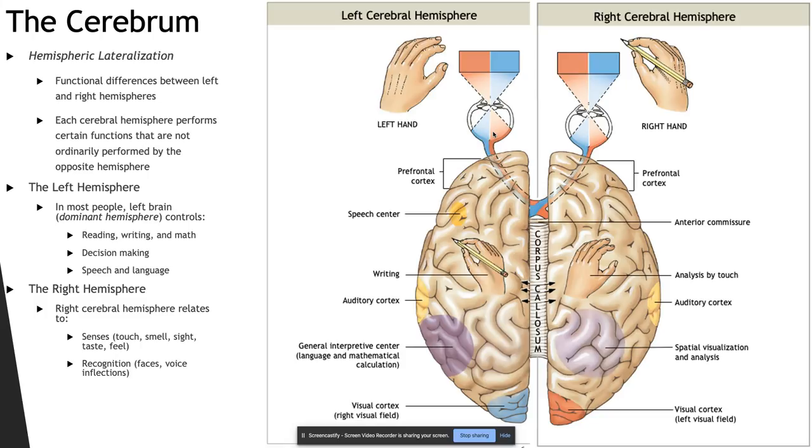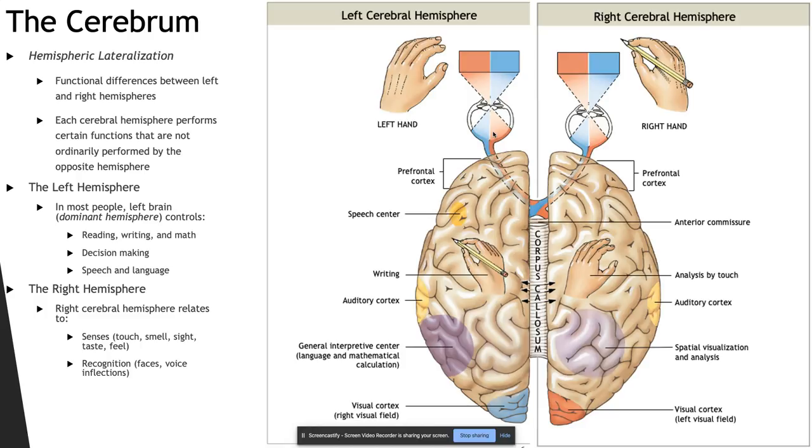Speaking on hemispheric lateralization, each of the two cerebral hemispheres is responsible for specific functions that are not ordinarily performed by the opposite hemisphere. This regional specialization is called hemispheric lateralization. In most people, the left hemisphere contains the general interpretive and speech centers and is responsible for language-based skills. For example, reading, writing, and speaking depend on processing done in the left cerebral hemisphere.